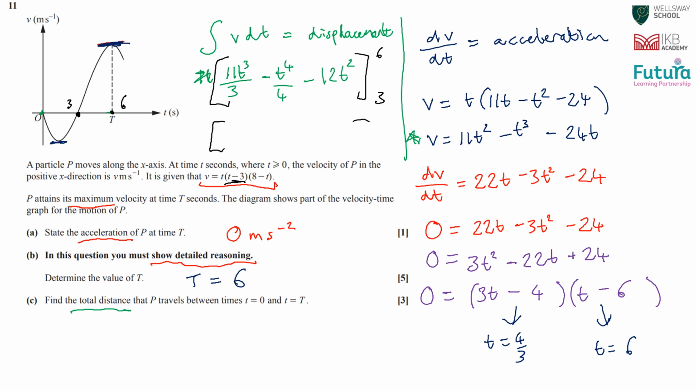We're also going to integrate between 3 and 0. You can't do this in one go because it crosses your x-axis. If we do this now, we're going to integrate 11t cubed over 3 minus t to the 4 over 4 minus 12t squared. The first thing I'm going to do is substitute in 6 into this expression.